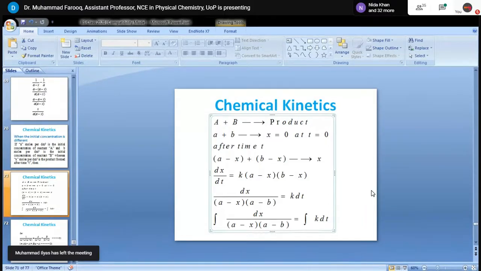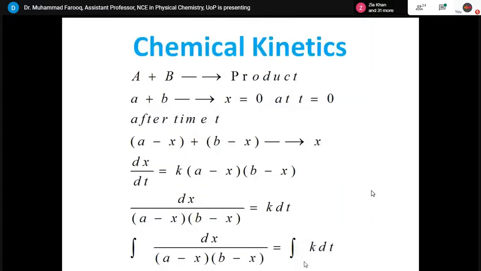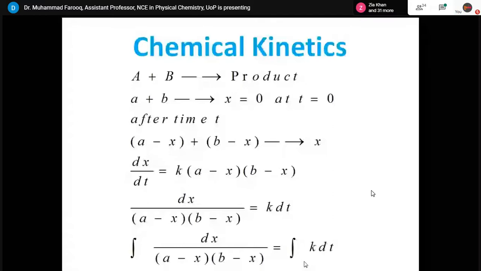Minus X, and this is B minus X. Now you can see rearranging A minus X into B minus X, we get dx divided by A minus X into B minus X is equal to k dt. Taking integration, dx divided by A minus X into B minus X is equal to k dt. Is this clear or not?